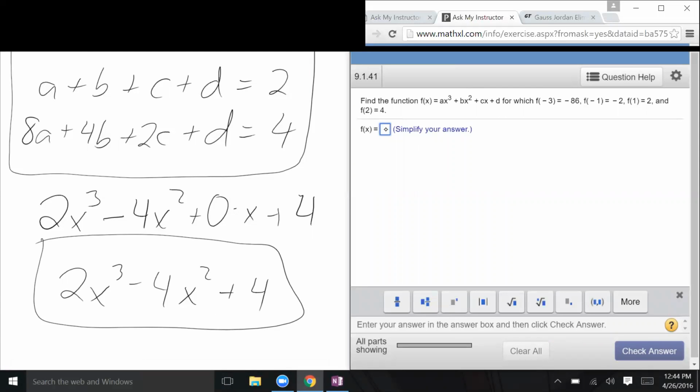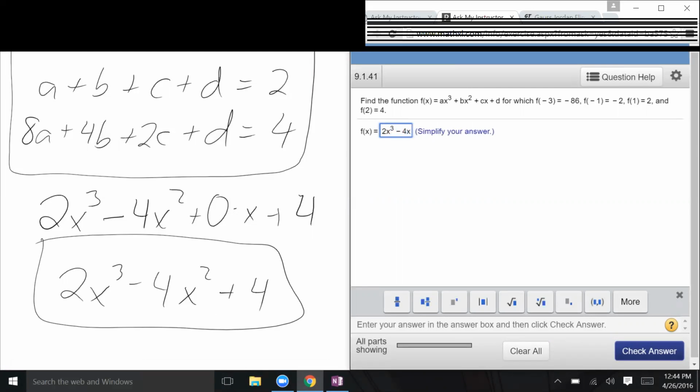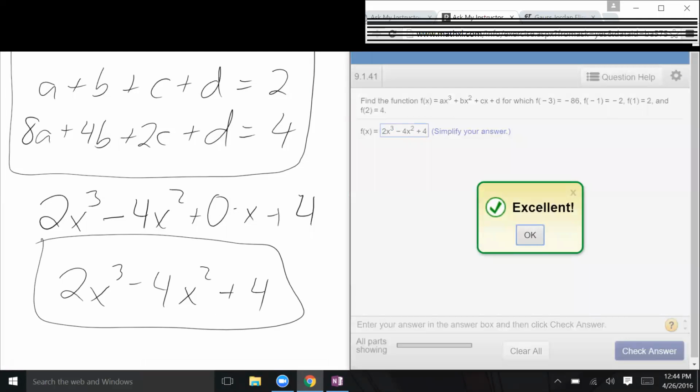Back here just to check and make sure I didn't make any little stupid mistake. Excellent. All right, I hope that helped, and let me know if you have any more questions.